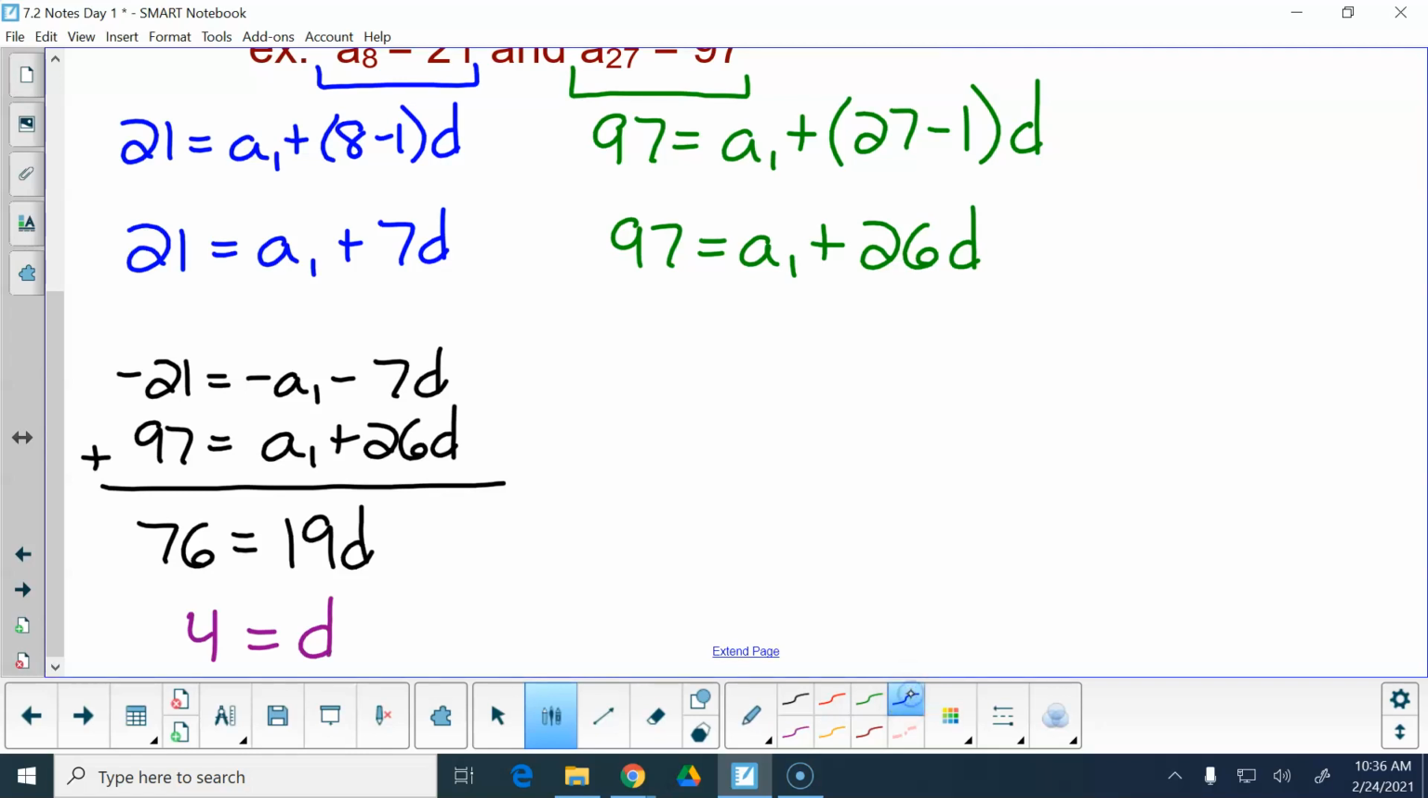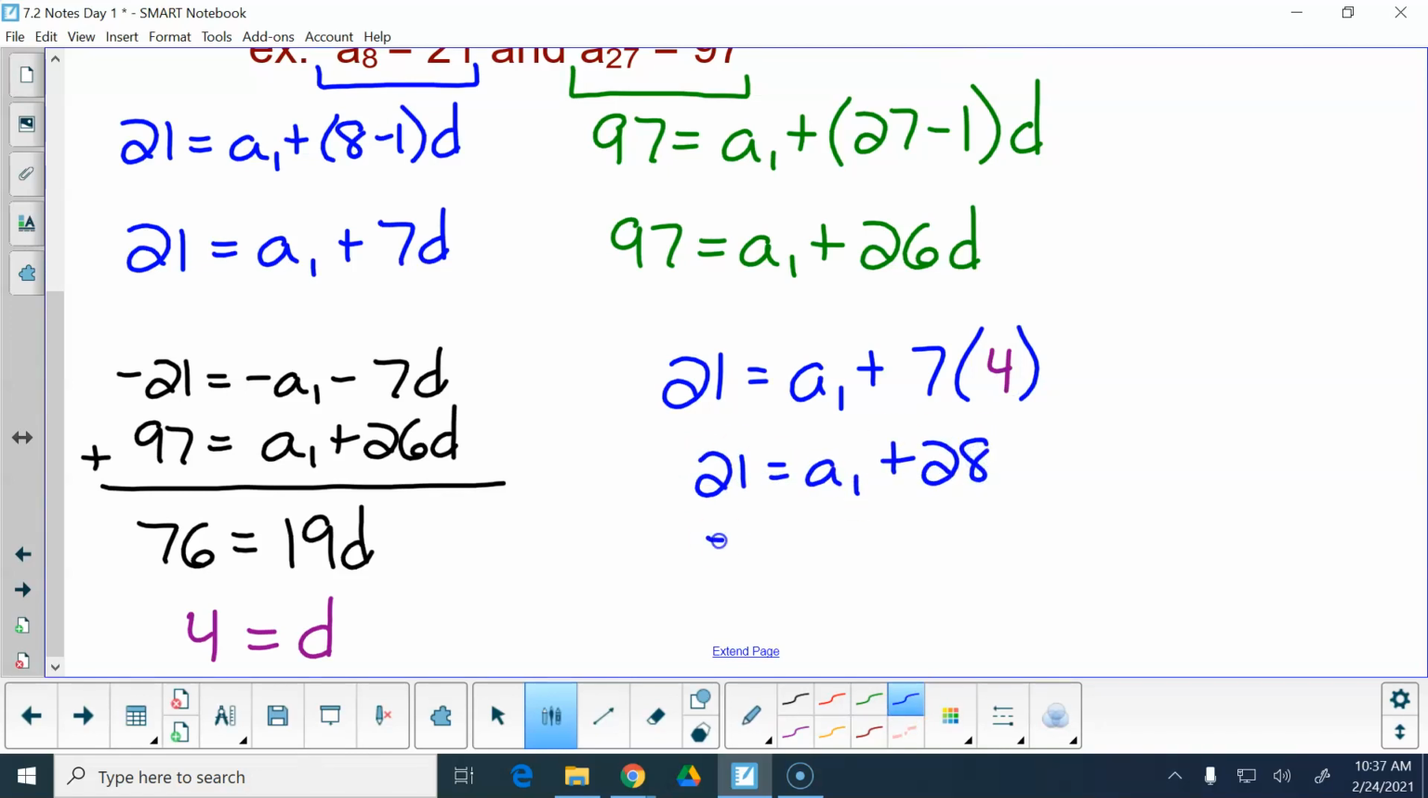If 4 is my common difference, 21 equals a sub 1 plus 7 times 4. So that is 21 equals a sub 1 plus 28. So negative 7 is my first term. Actually, that should have been red. Whoa.